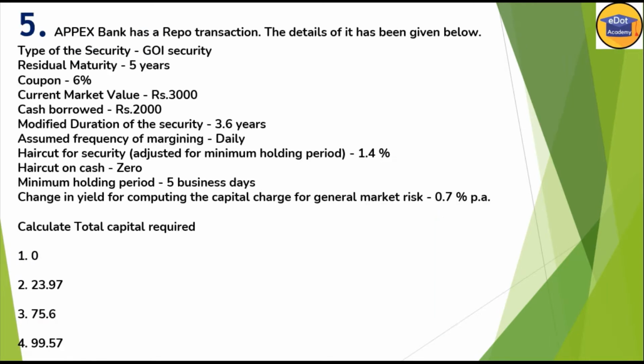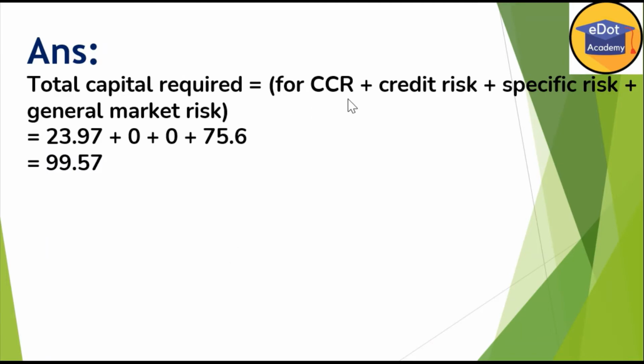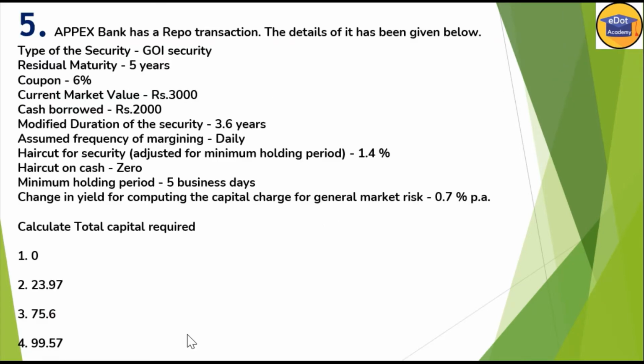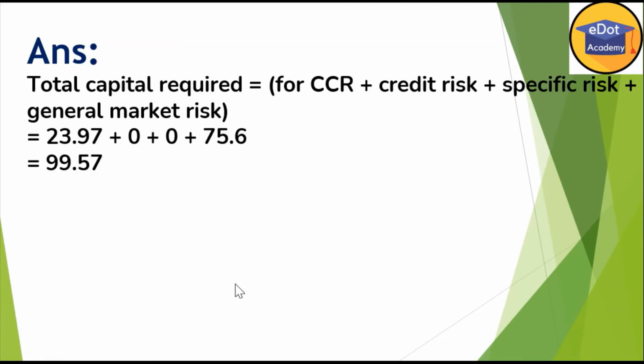Now question number 5. The data is the same but calculate the total capital required. Total capital required means whatever calculations we have made, we only have to add all these four. CCR was 23.97, credit risk 0, market risk specific was 0, but general market risk we got 75.6. So we add them, and 99.57 is the answer. That means option number 4 is correct here.